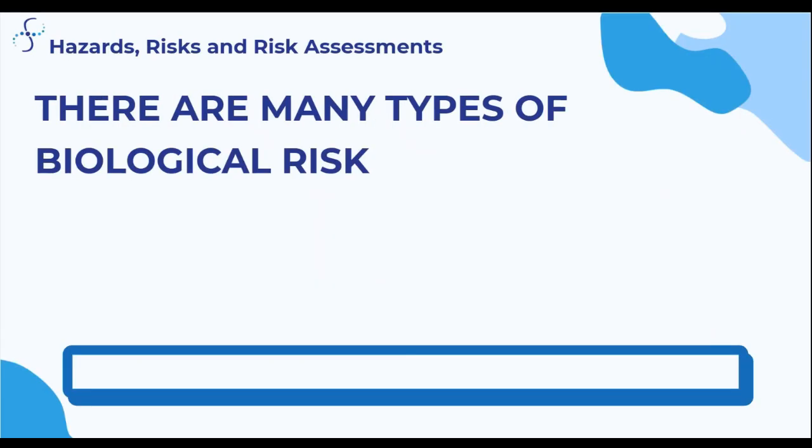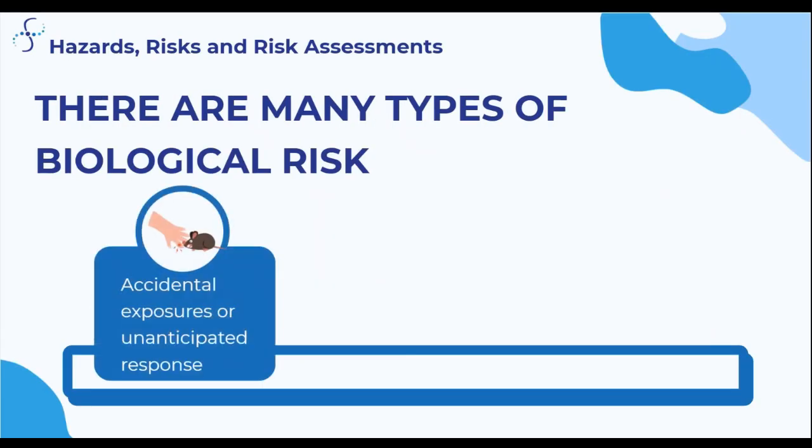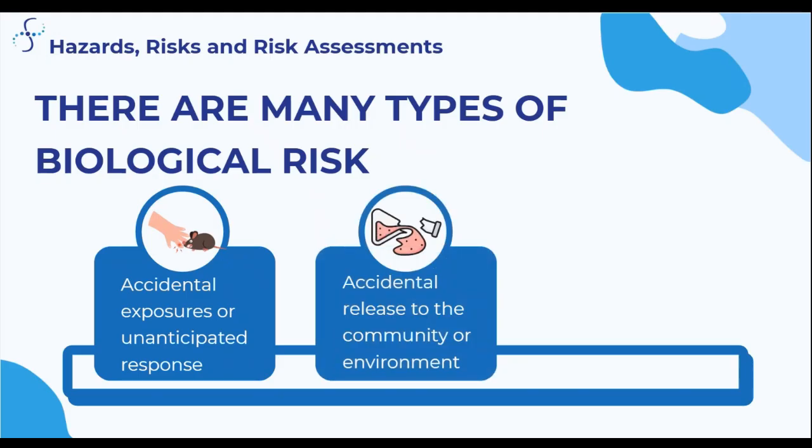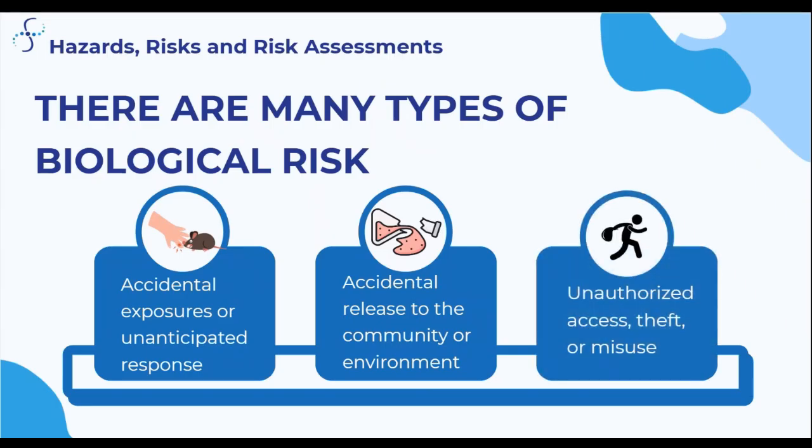There are many types of biological risk. These include accidental infection, a toxic response, or an allergic reaction due to exposure to a biological hazard. Risks can also involve accidental release into the environment, leading to negative impacts outside the lab. Then there are biosecurity risks, such as unauthorized access, theft, or misuse by someone intending to cause harm. And finally, we sometimes have to consider the perceived risk of a hazard, which can influence how research is received by the public.